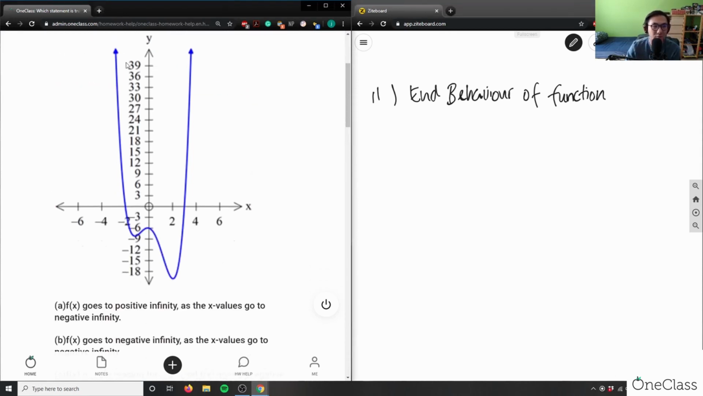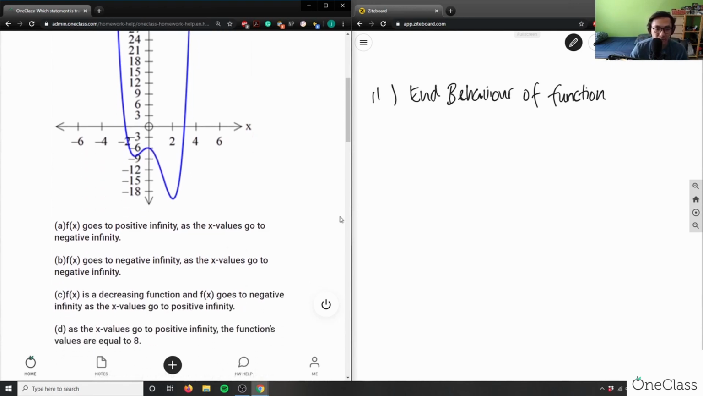So I have this function. This should be a quartic function because it's going from quadrant 2 to quadrant 1. So I know it's some type of quartic function from advanced functions because I have 1, 2, and 3 turning points. But we're talking about end behaviors here, so let's look at this.